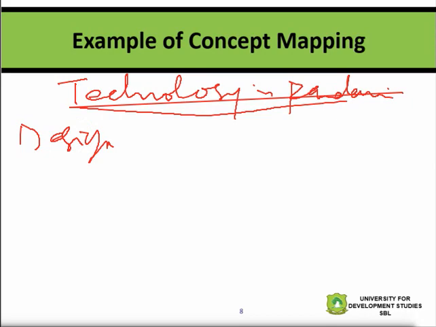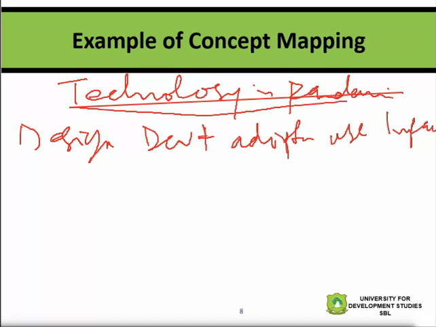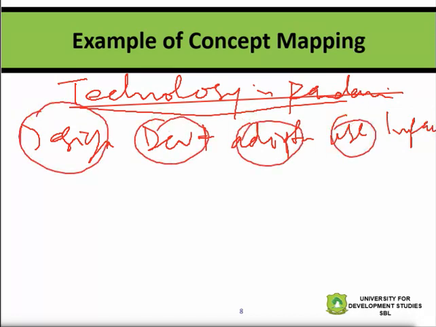We may also be looking at the issue of the development of the technology. We may also look at the issue of adoption of the technology. We can also look at the issue of use of the technology, and maybe lastly we can look at the impact of the technology. So if I'm looking at this as generic concepts that can fall under the bigger term technology, then I can break it down. I'm breaking down the issue of technology and pandemics in terms of design, development, adoption, use, and impact.